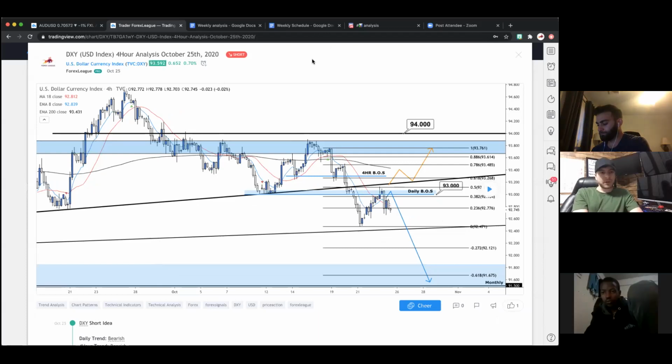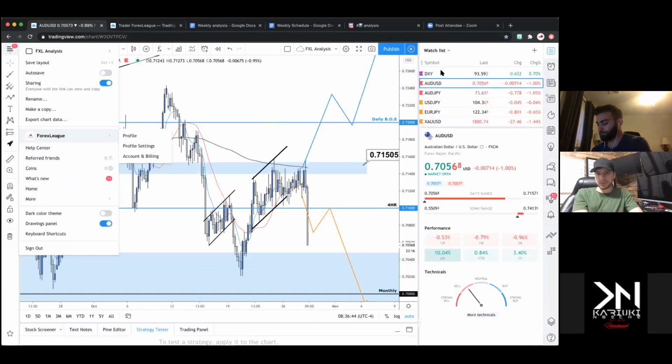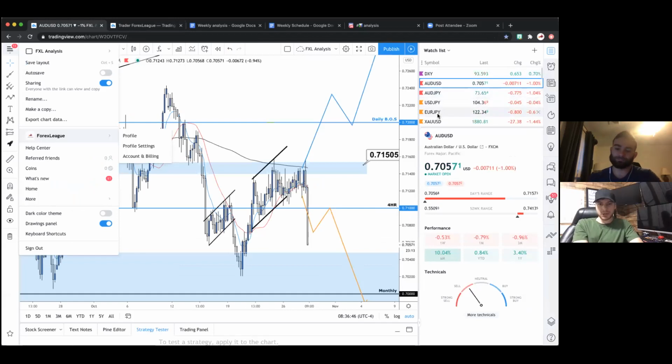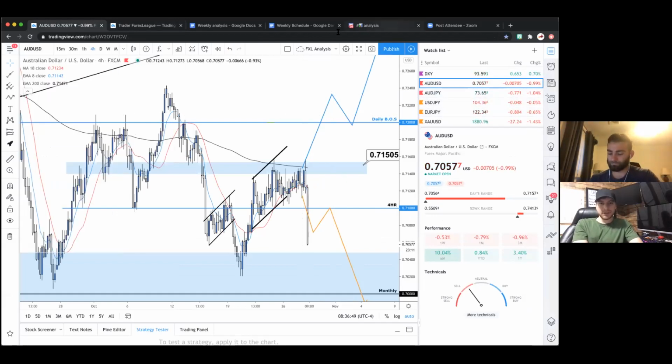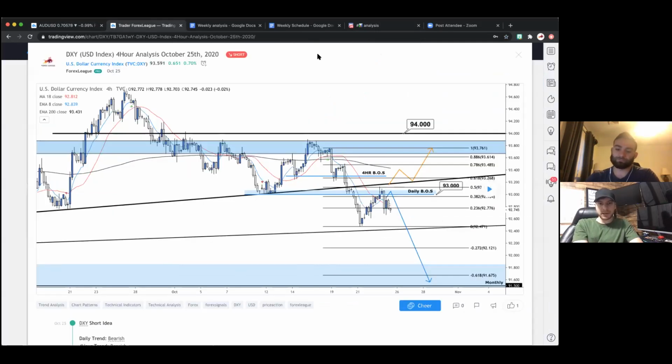So I'm going to start off here. I'm going to cover all the pairs that I normally do: DXY, AU, AJ, UJ, EJ, and gold. But we're going to start off a little differently because we're going to just reference the Sunday analysis and see how we played out. And then I'm going to jump onto the chart and go over new trade scenarios.